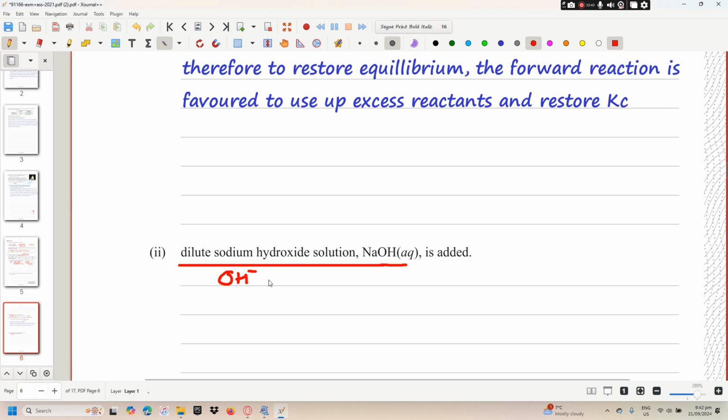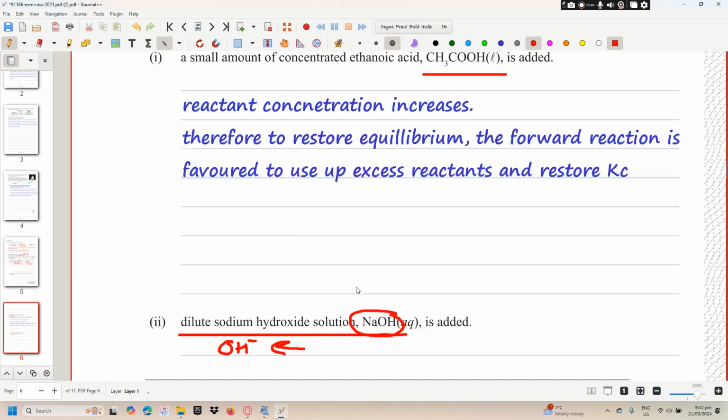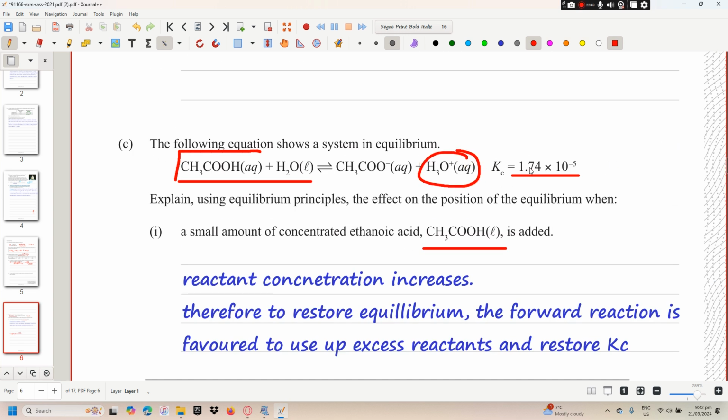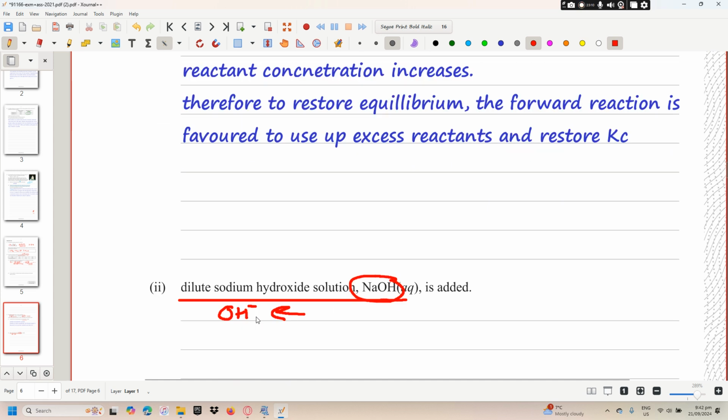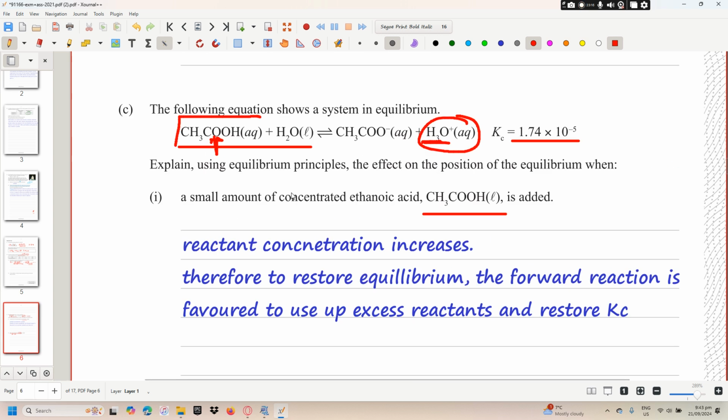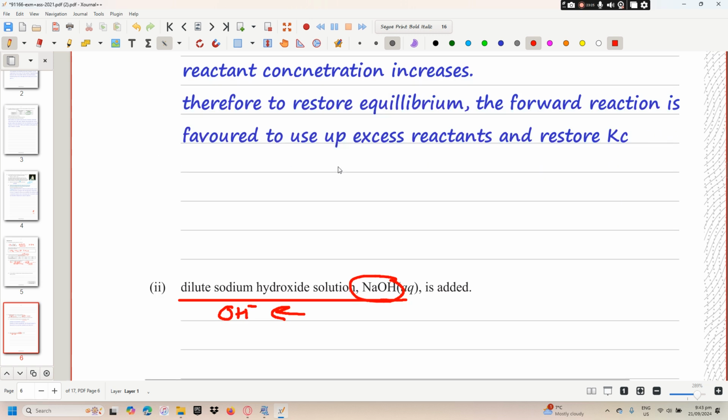The excess OH minus ions that form from this will react with these hydroniums, because hydronium is the acidic thing. If you hadn't worked that out by now, this is an acid, but it isn't the acidic thing in itself. Hydronium is the acidic thing. Because this thing creates hydronium, we call it an acid. Because this thing creates OH minus, we call it a base. In itself, it's not really a base. This isn't really an acid. The only acid and base are hydronium and OH minus when you really think about it. But using general convention, ethanoic acid is an acid and sodium hydroxide is a base.